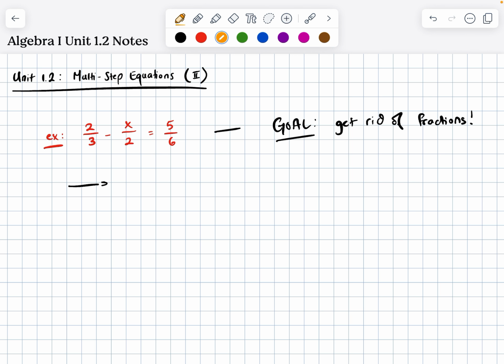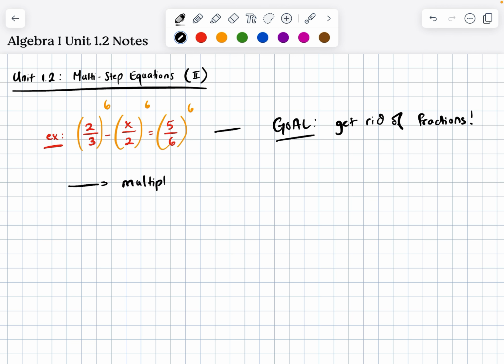Alrighty. Well, if you're like me, I see a 3, I see a 2, I see a 6. The least common denominator between all of these is 6. A 6 will get rid of a 6, but 3 and 2 are both factors of 6. So multiplying everything here by 6 will make my life real easy. I'll get rid of all those denominators in one move.